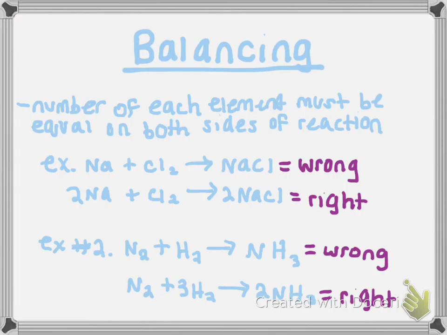A second example would be N2 plus H2 equals NH3. So this is wrong because there's 2 Ns and 2 H on the left and only 1 N and 3 H's on the right. So that's definitely wrong. And so the right way to do this would be to have N2 on the left and 3 H2s. So those multiply to equal 6. So on the left you have 2 Ns and 6 H's, and on the right you put a 2 in front of the NH3 to have 2 N's and 6 H's, because those again multiply to equal 6. So now you have an equal number on both sides.